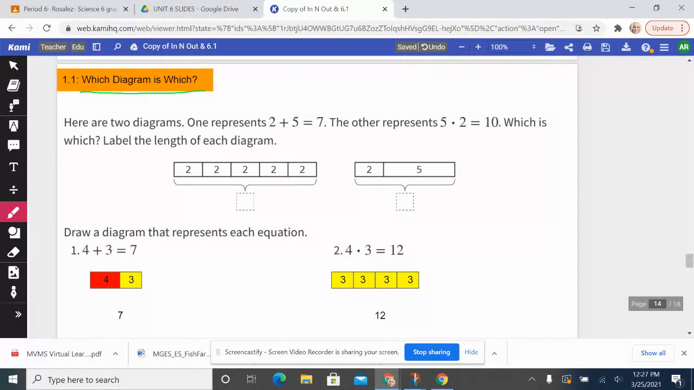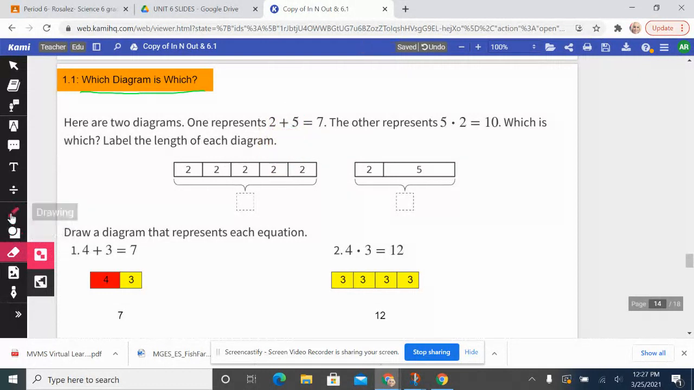So it says, here are 2 diagrams. One represents 2 plus 5 is 7. The other represents 5 times 2 is 10. Which is which? Right? So you're looking at it. Well, this is separated into 5 groups, right? So this one would match that one, right? So, no, I'm sorry, I did that opposite. Let me erase that.